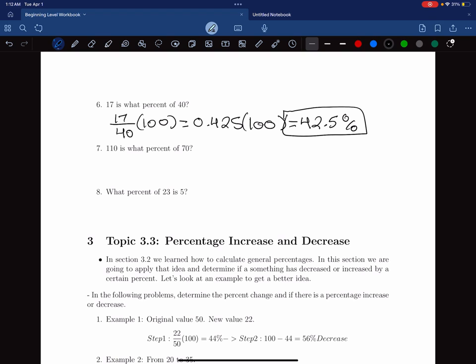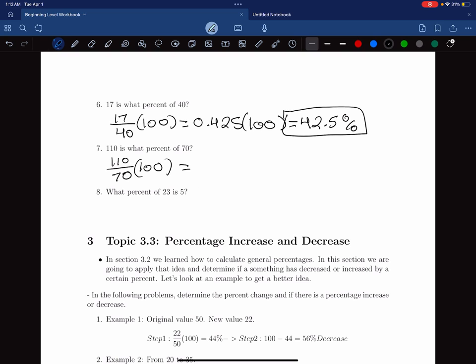Now looking at example 7, we have 110 is what percent of 70. So 70 is our original value, so we're going to put that in the denominator. And 110 is our new value, so we're going to put that in the numerator. And then we're going to multiply by 100.